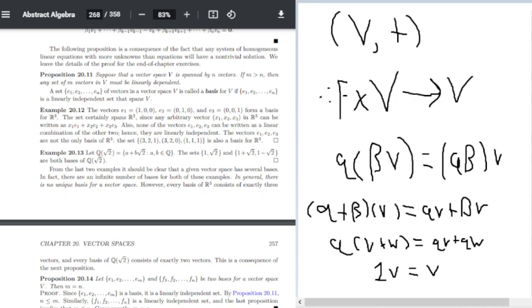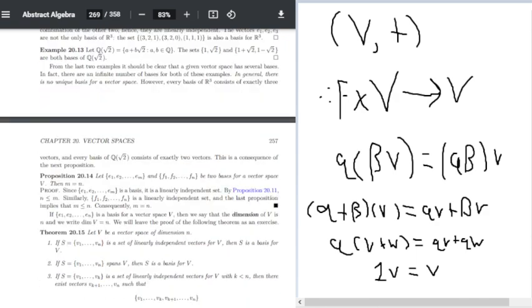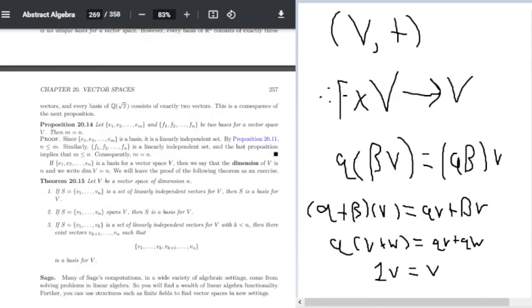In fact, there are an infinite number of bases for both of these examples. In general, there is no unique basis for a vector space. However, every basis of R3 consists of exactly 3 vectors, and every basis of Q adjoin 2 consists of exactly 2 vectors. This is a consequence of the next proposition.